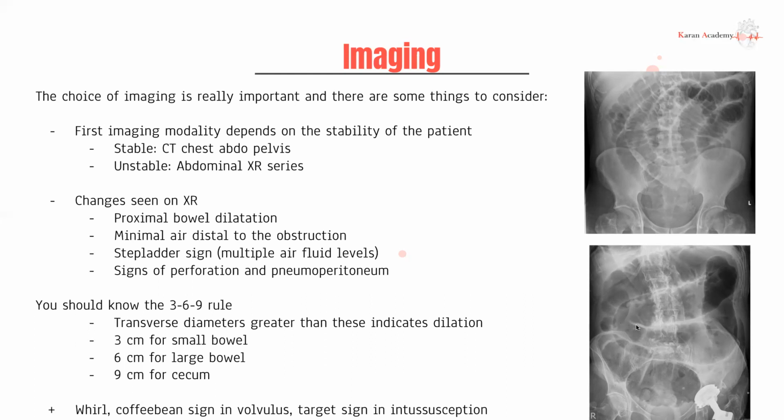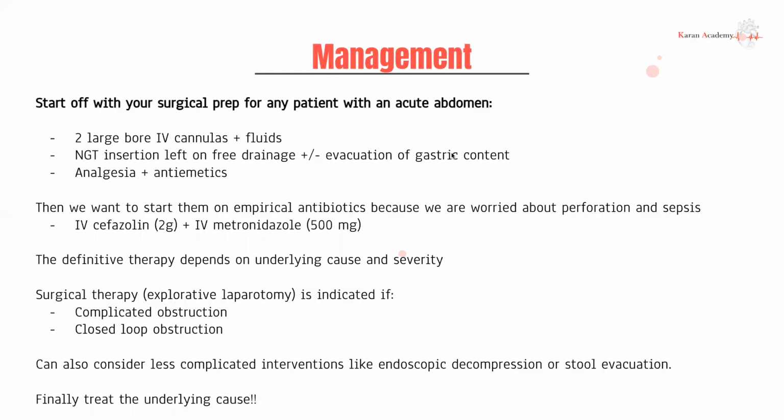And these are the haustra of the large bowel versus the valvulae conniventes of the small bowel that, as you can see, go the entire length of the small bowel. So that's important as well.